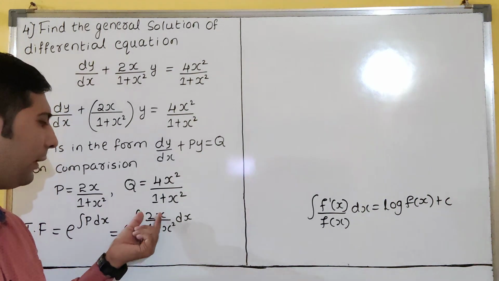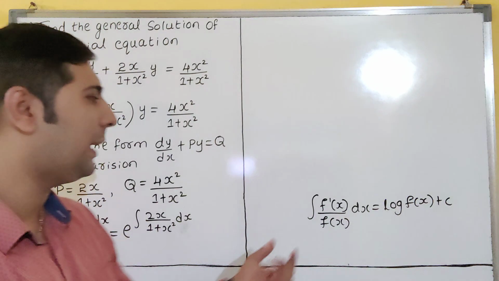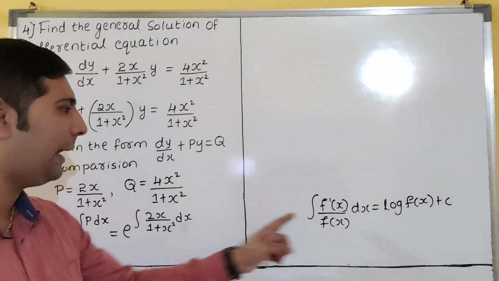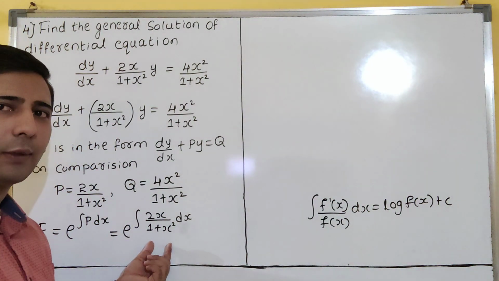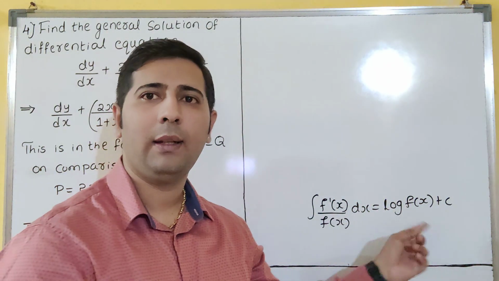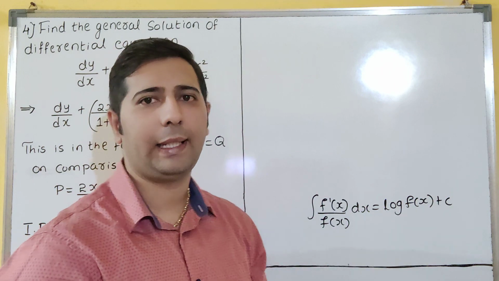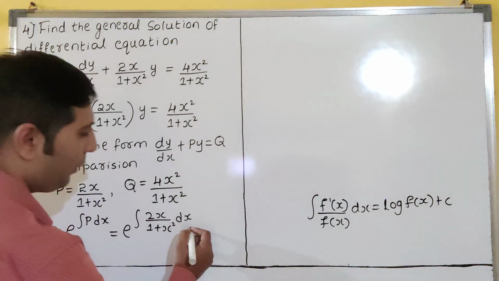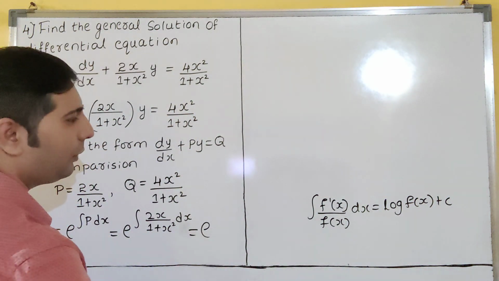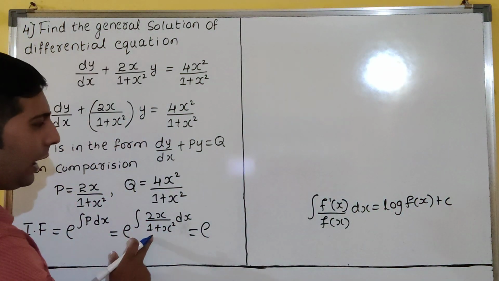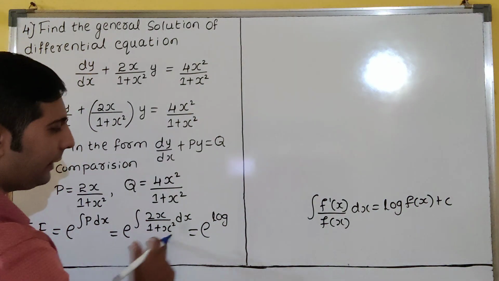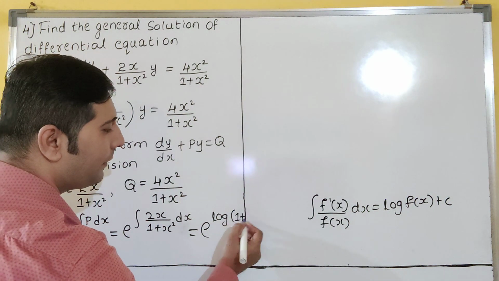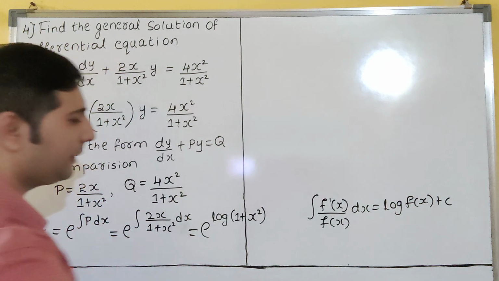Its derivative is 2x. The derivative of 1 plus x square becomes 2x, children. So if we compare, f dash of x is 2x and f of x is 1 plus x square. What is the formula for this? Log f of x plus c. So let us put the values and use the formula. So now log f of x we will write, f of x is what, dear students? 1 plus x square. So this is our answer, dear students.